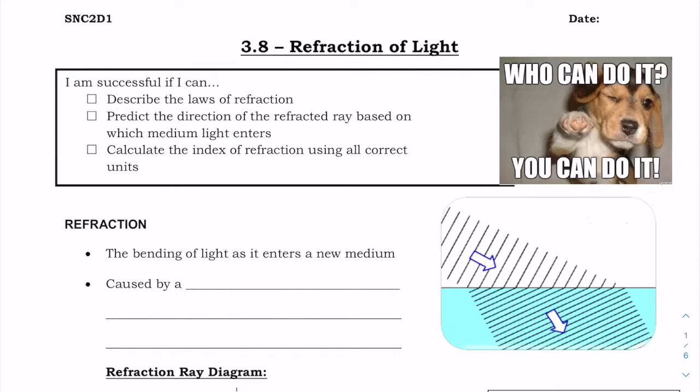Welcome to Lesson 8, the refraction of light. Our goal for today will be to describe the law of refraction. This will be used to predict the direction of the refracted ray of light based on the medium in which light enters. And finally, we'll learn how to calculate something called the index of refraction. Let's get started.